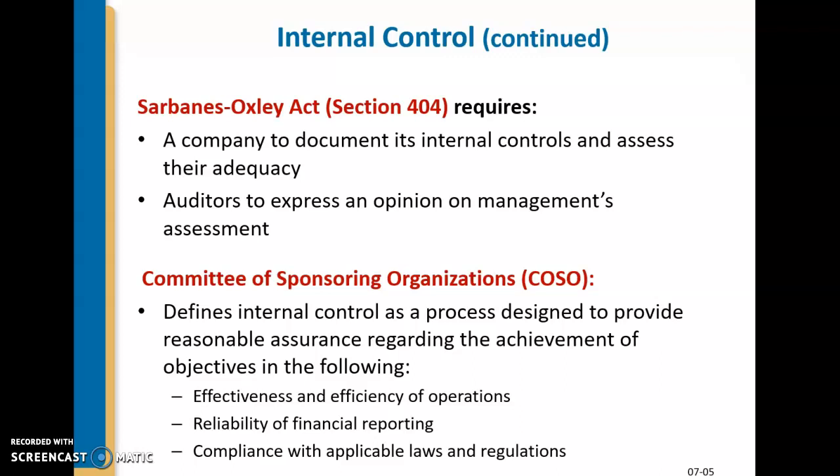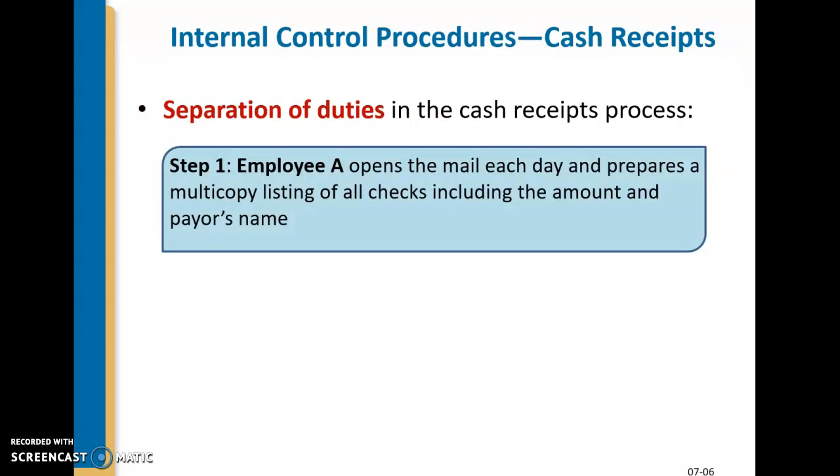And COSO, the Committee of Sponsoring Organizations, defines internal control as a process designed to provide reasonable assurance regarding the achievement of objectives in the following: effectiveness and efficiency of operations, reliability of financial reporting, and compliance with laws and regulations. You may remember from your Accounting 301 class that there are 7 principles of internal control.